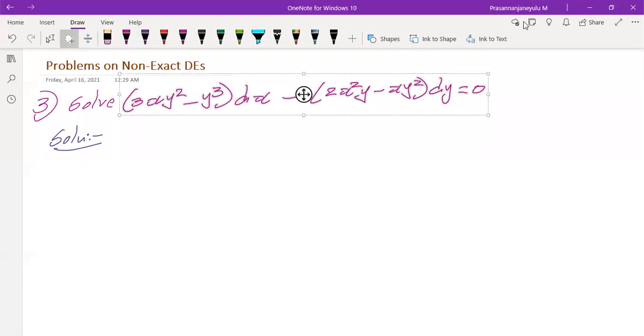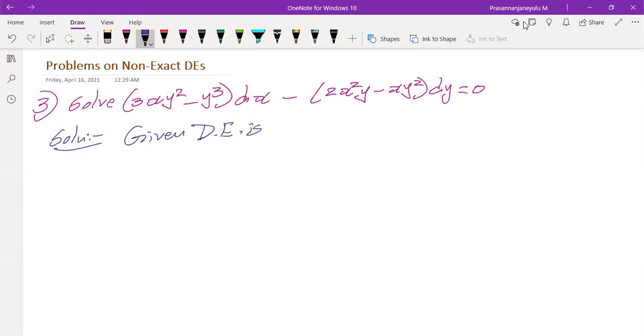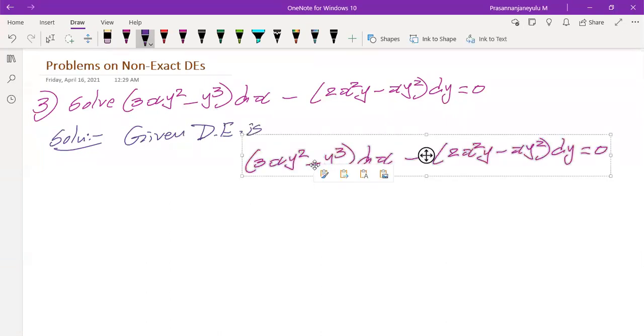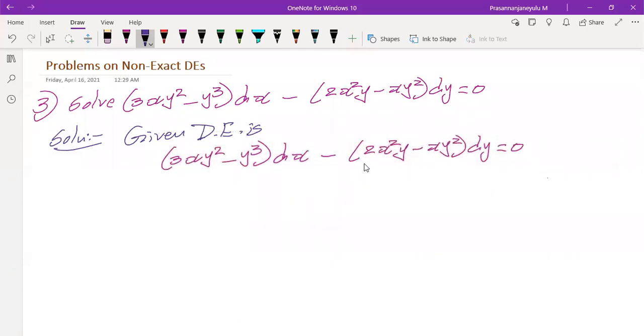Given DE is this differential equation we are writing, and taking it as equation number 1.